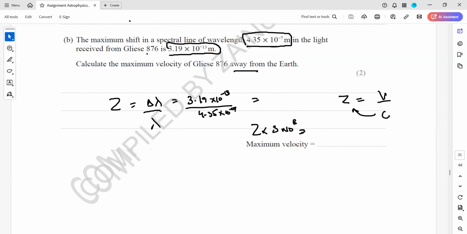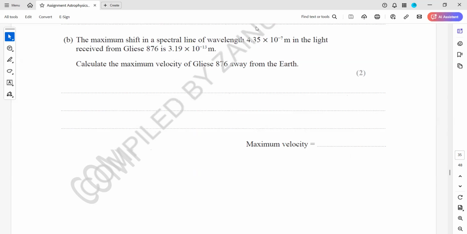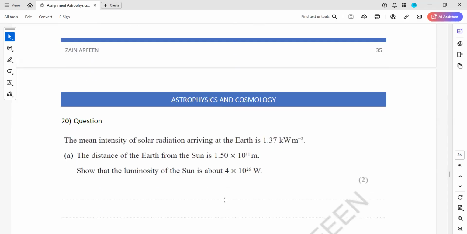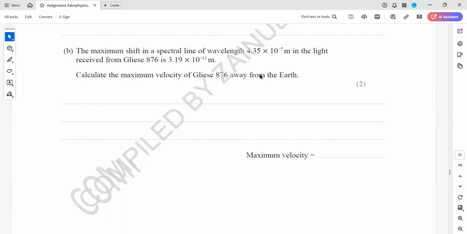So this will give us the speed at which it is moving. Is it clear, this one? How to work out the speed of the galaxies or the stars? Shouldn't the change be the subtraction of the two? Yeah, it's given already. They gave us the change in the wavelength. They did not say the new wavelength. What they give here, they say the maximum shift. Maximum shift means the change in the wavelength.